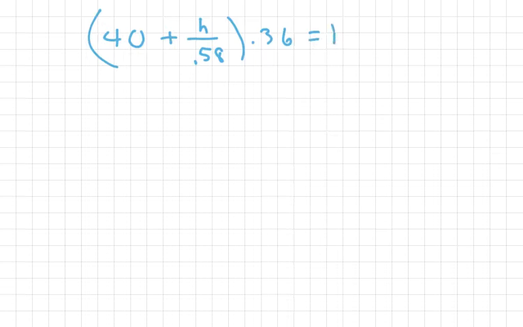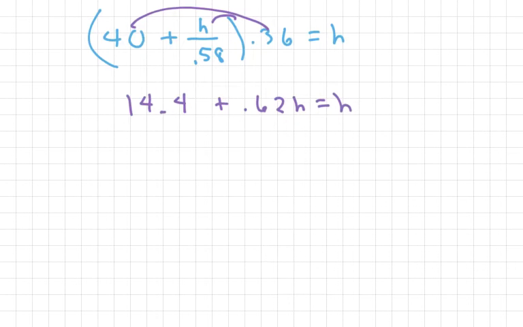40 plus h over 0.58 times 0.36 equals h. I'm going to distribute here, and you get 14.4 plus 0.62h equals h. I'm going to subtract this from both sides. You get h minus 0.62h.